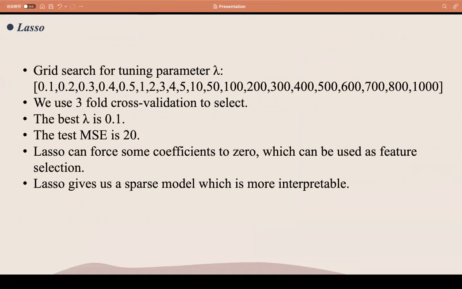Then we use lasso to penalize the complicated model. We create a grid for lambda to search for the best value using 3-fold cross-validation. And we got the best lambda, which equals 0.1, and the test MSE is 20. One advantage of lasso is that it can force some coefficients to be 0. So we can get a sparse model, which is better for us to interpret.